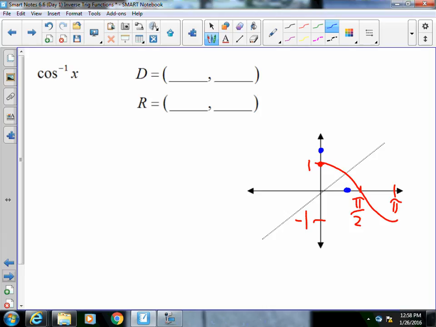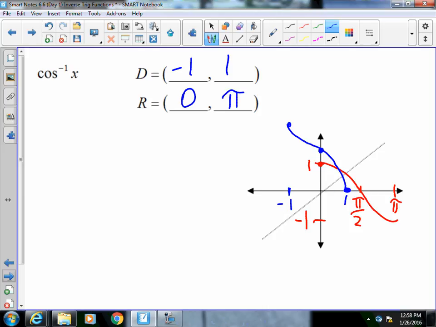And pi, negative 1 would become negative 1, pi. And it looks like it reflects over the line y equals x. Close. Y equals x isn't exactly right where it should be on this graph. But if we think about this, our domain is negative 1 to 1, and our range is 0 to pi.